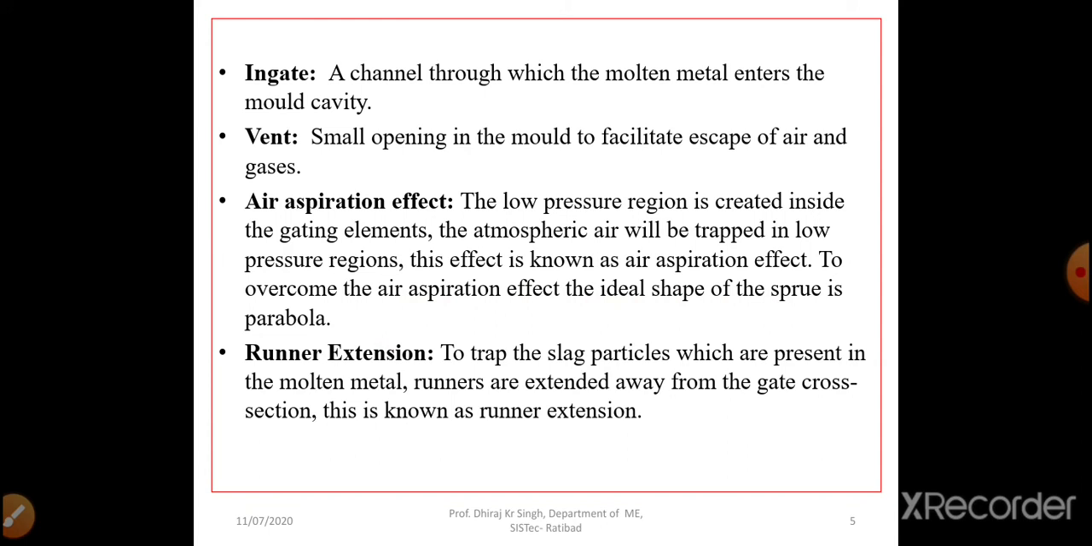Now what is runner extension? I have already discussed it. To trap the slag particles which are present in the molten metal, runners are extended away from the gate cross section. This is known as runner extension. Right?